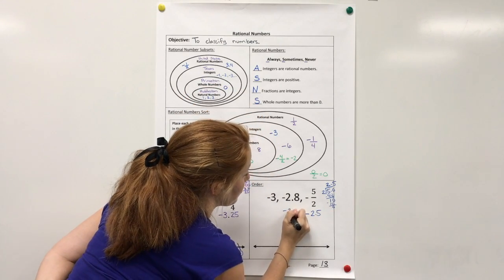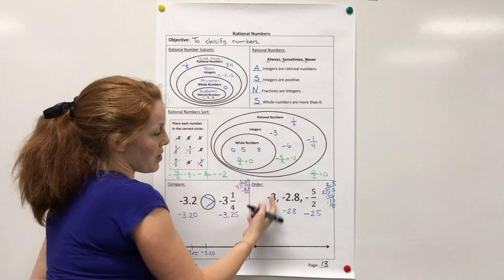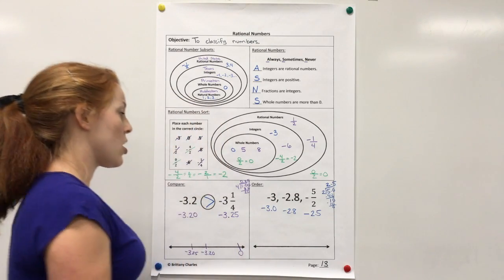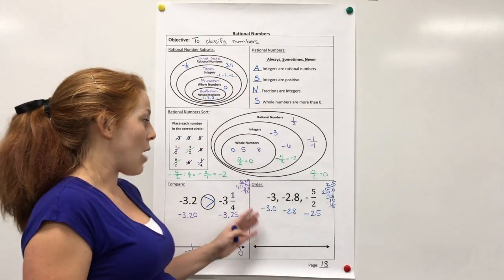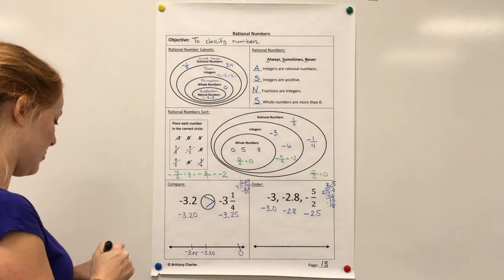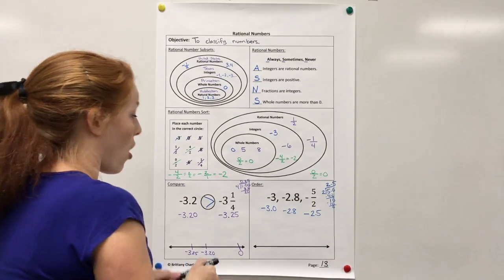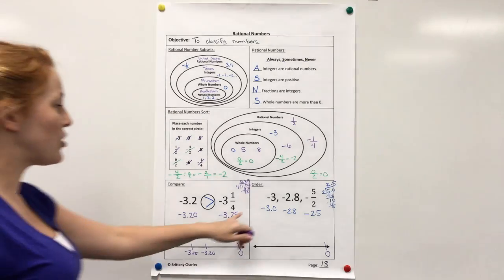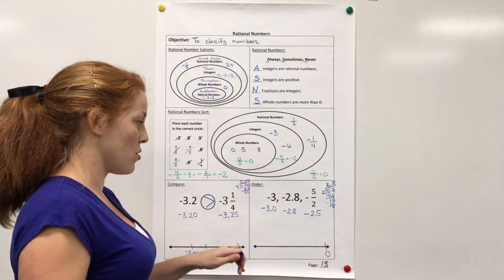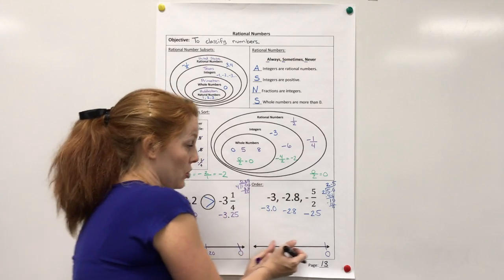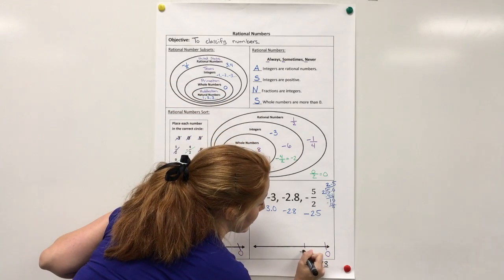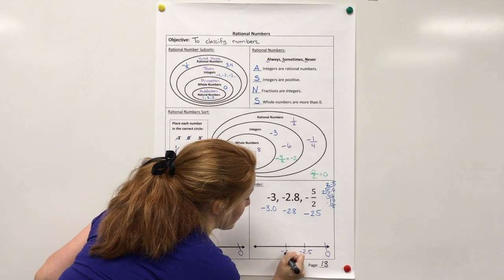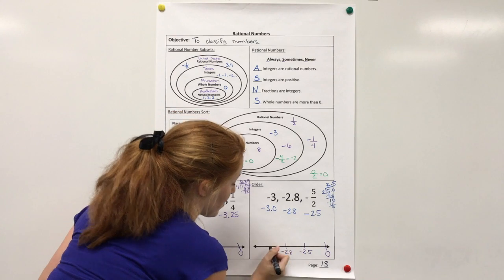Then I have negative 2.8. And again, so I can better compare this, let's just add the 0, 3.0. Okay, again, I want to put these on my number line. So they're all negative, so I can imagine 0 way over here. Now, which of these is closest to the 0? Well, the one that looks the smallest would be the closest to the 0. So negative 2.5 would be closest. Negative 2.8 would be a little further away, and negative 3 would be the furthest away.